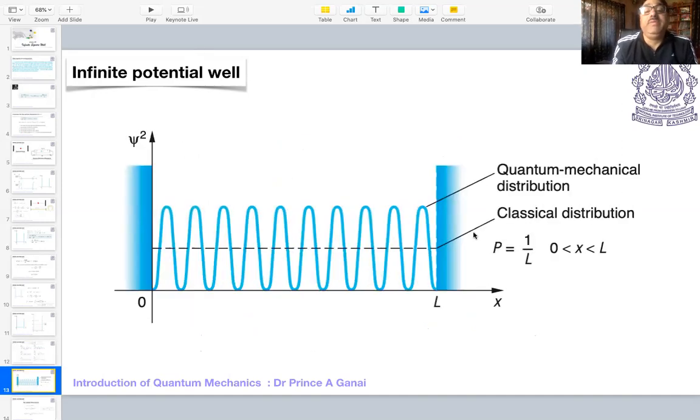Then if n is very, very large, say n equal to 10, you can see the dotted line is the probability for the classical case. You can see it is constant, but this is the probability distribution for n equal to 10 plotted. But if n is, say, 100 or 1000, it will be almost smooth, and the average value would be the same, 1 by L.